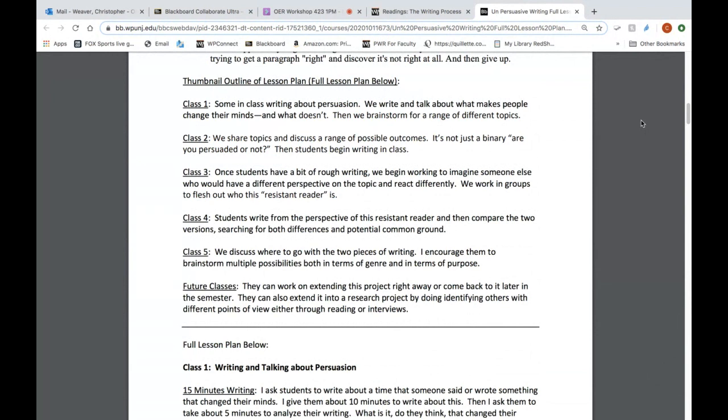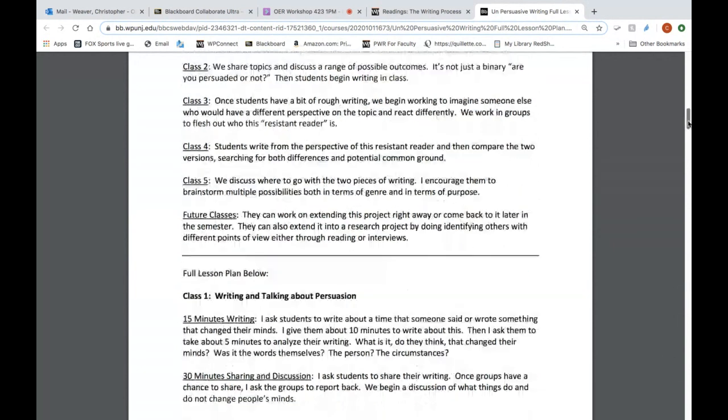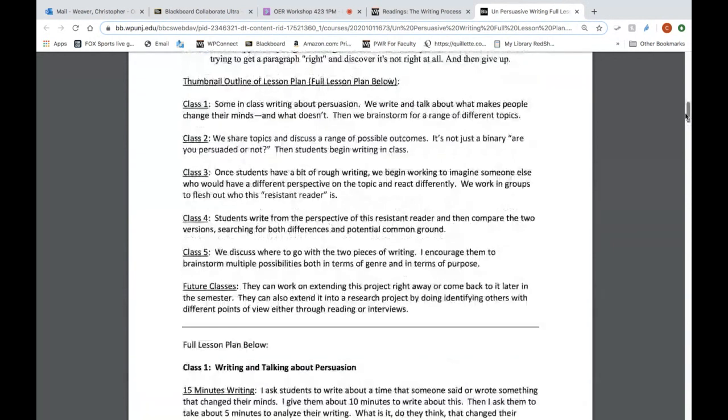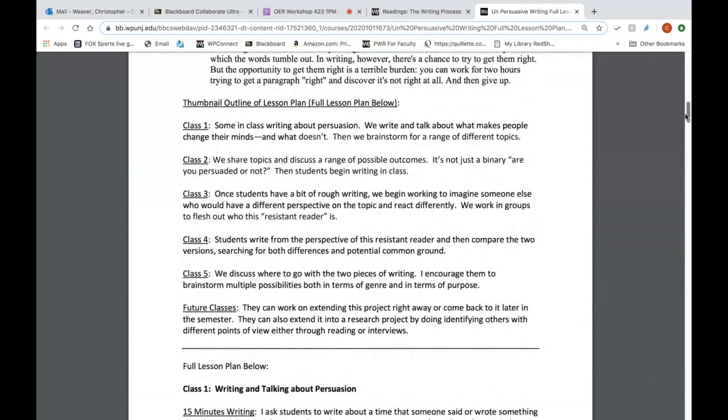This document in its entirety breaks out class by class, and I've even broken it down into how many minutes it takes for each class. I'm not going to go over that right now because that's just too much, but you could have it to refer to if you want to. What I'm going to do is give a quick overview, class to class, of how I break this assignment up over a 2.5-week period.